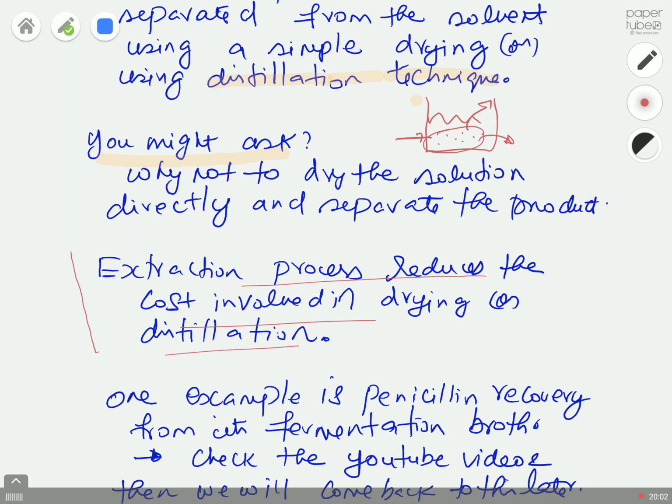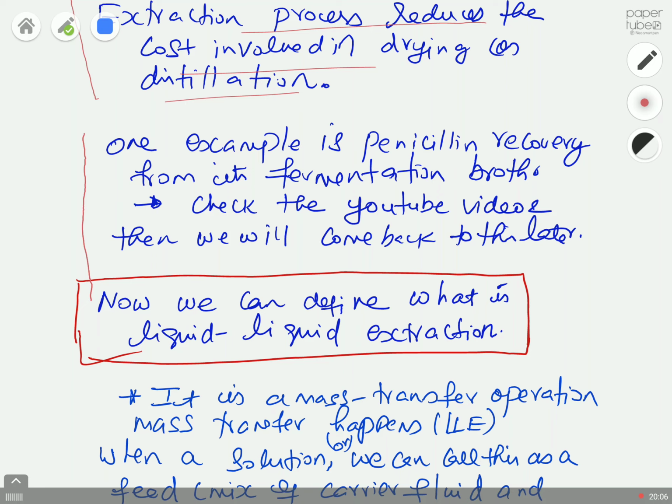So I already stated this. Where we use liquid extraction, one is penicillin recovery from the fermentation broth. And I think this is a good time to define what a liquid extraction is. Whatever I talked about so far, based on that we can define liquid extraction. If I ask this in the exam, or even in any interview, you should know. If somebody asks what is liquid extraction, that should be your answer.